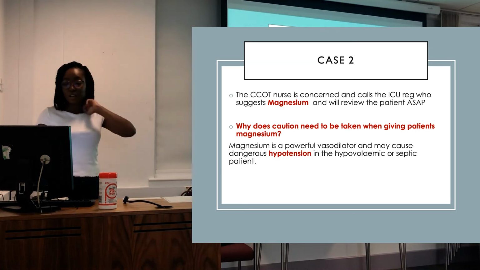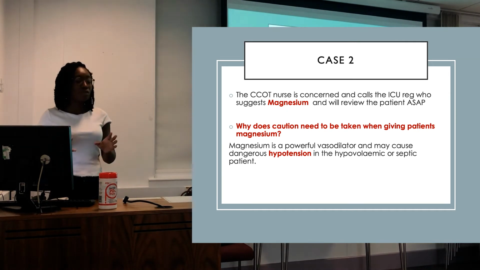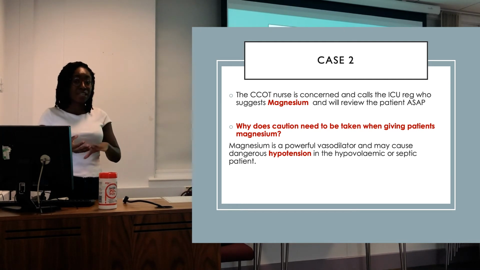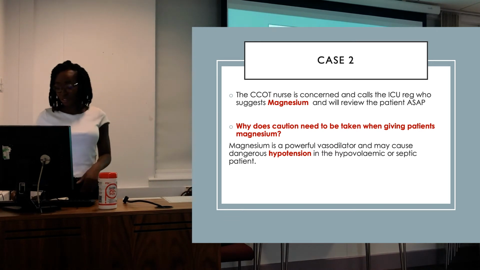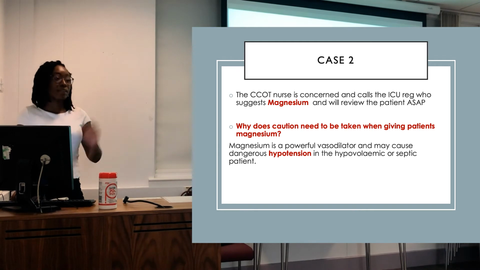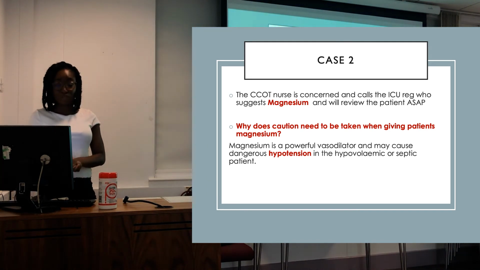But when you're giving a one-off magnesium dose in a patient, it can cause a powerful vasodilatation. So you need to make sure that the patient is not hypovolemic or septic. Just be really careful because you don't want them to then go into hypovolemic shock. BTS says it has to be a senior decision. Oh yeah, obviously. So I've put the ICU reg as the person who suggested this.